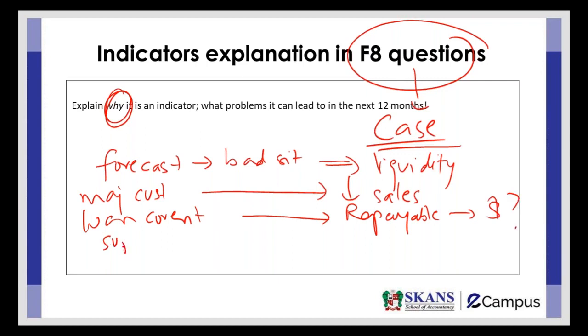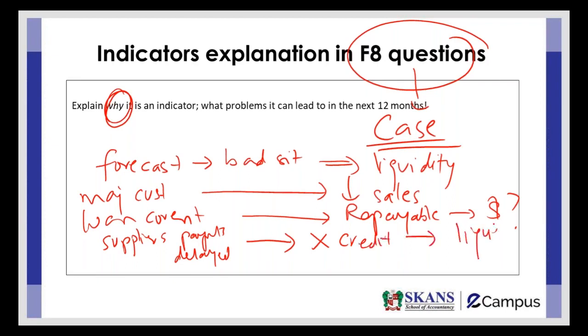If the suppliers are upset, explain. So if suppliers' payments are delayed, explain that they might not give us credit anymore, which means my cash situation would be affected. So don't just write, this is an indicator, this is an indicator. Explain why.